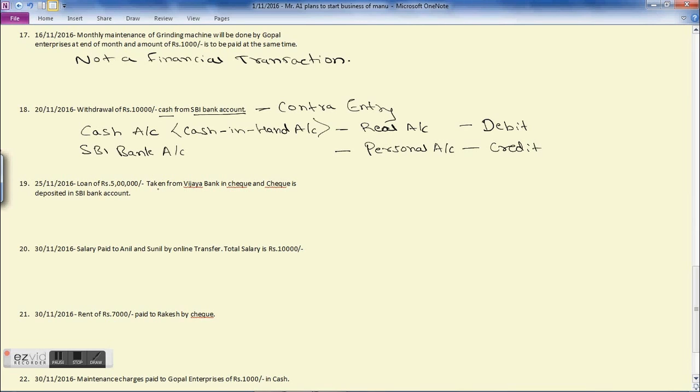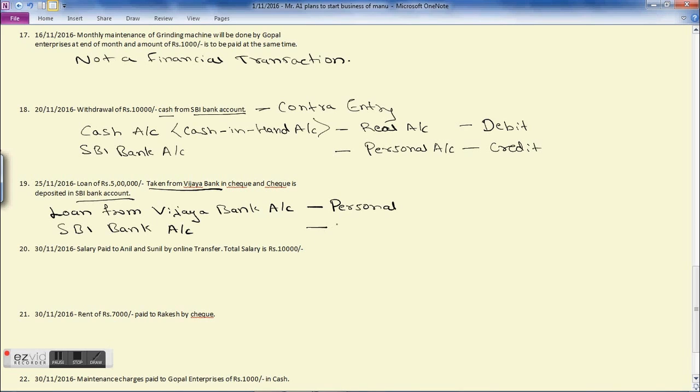So what are the two accounts that are affected? One is loan from Vijaya bank and other one is SBI bank account. So let's write it here. The one is SBI bank account. Now loan from Vijaya bank. So you have taken a loan from whom? From Vijaya bank. So Vijaya bank is what? Organization, entity. So what is the nature of account? Personal. SBI bank account, again it's a personal account.